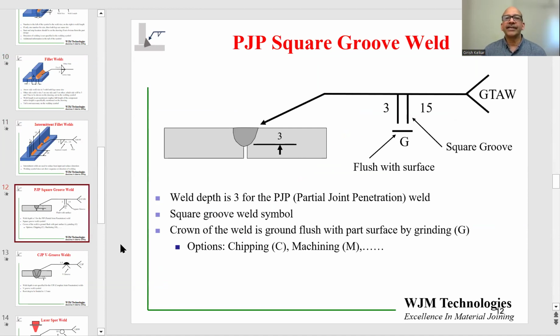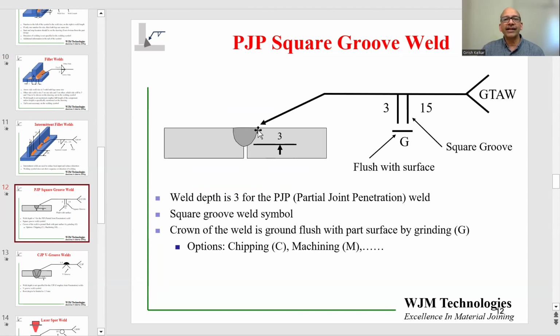Let's look at square groove welds. Here I'm showing you a 2D cross-section of a butt joint. So the two parts are butting against each other, and we can see that the weld has been made. It's a cross-section. So we have made the weld, taken a cross-section. Again, if you're not familiar with cross-sections, please review the previous videos that I have mentioned.